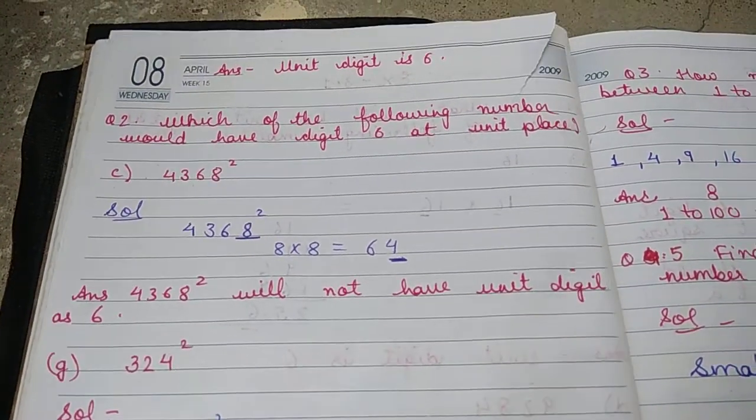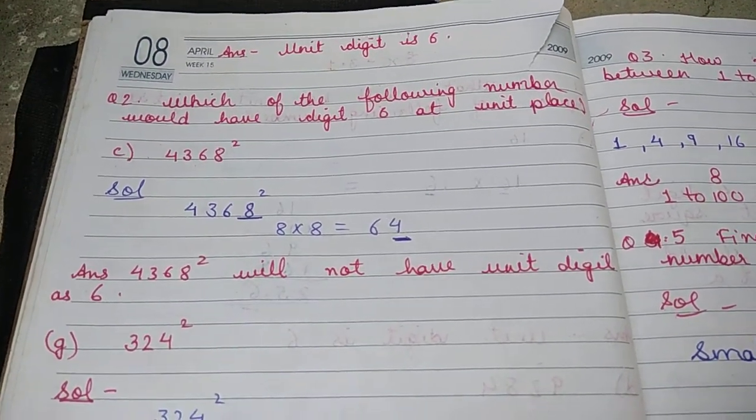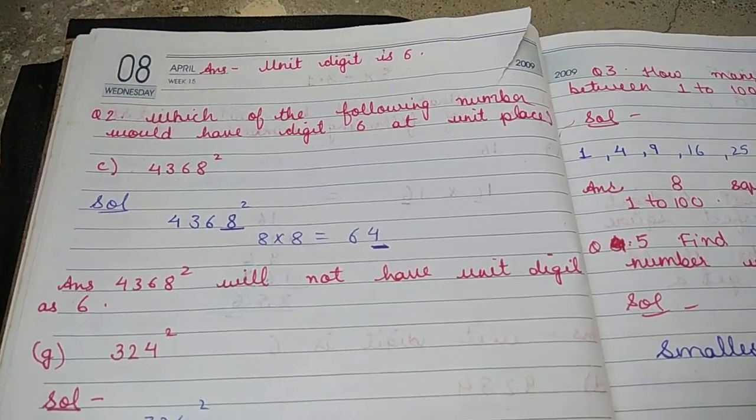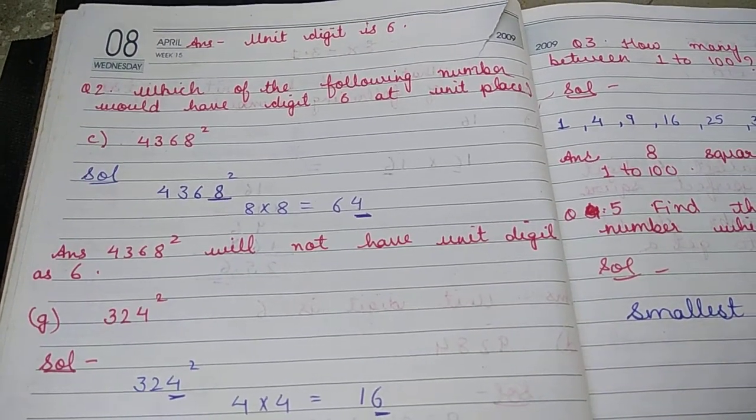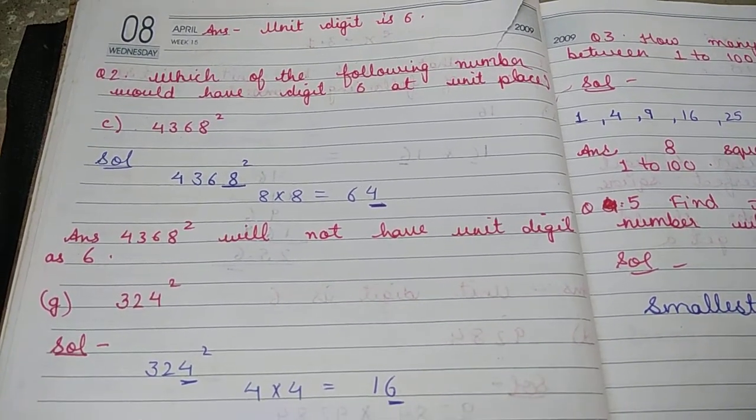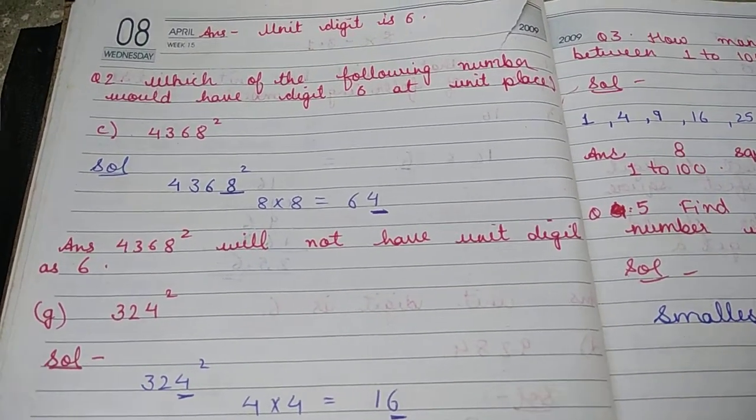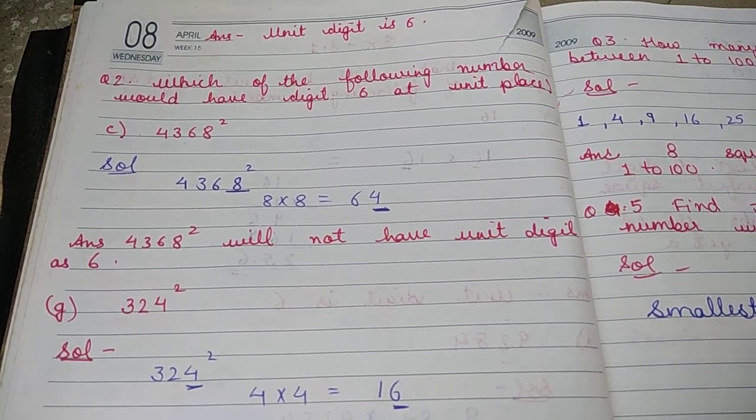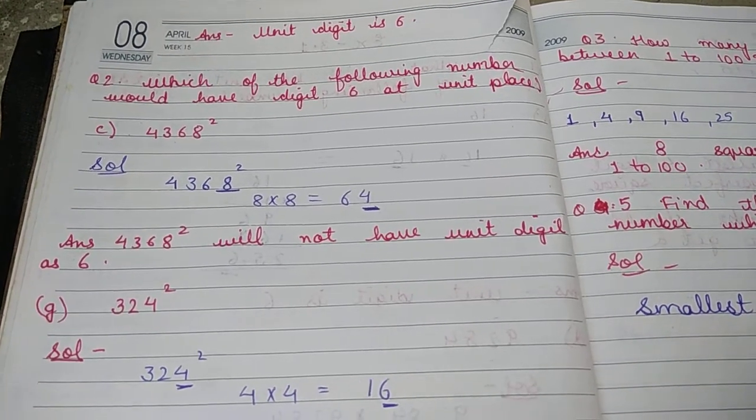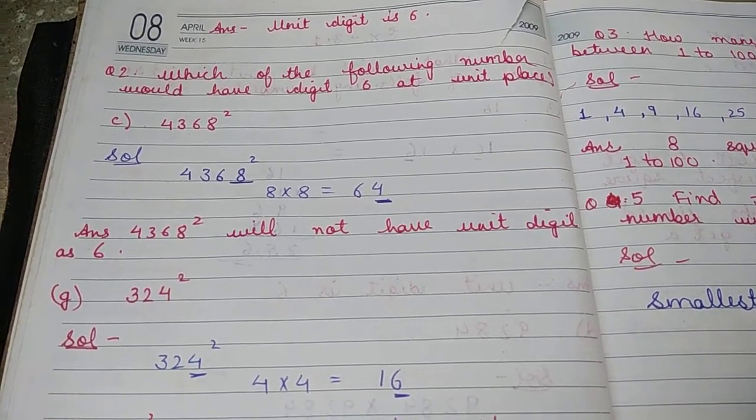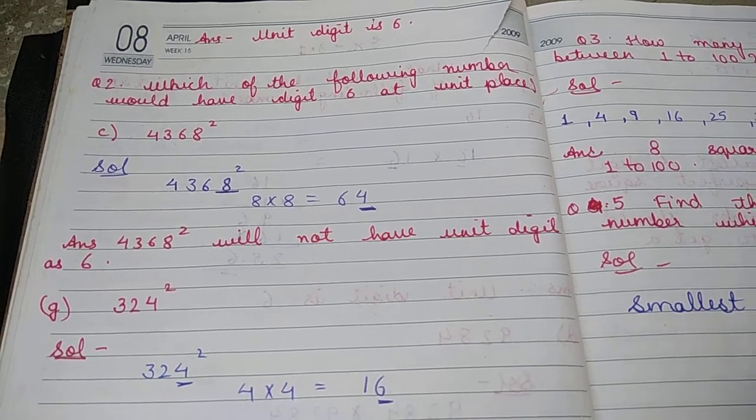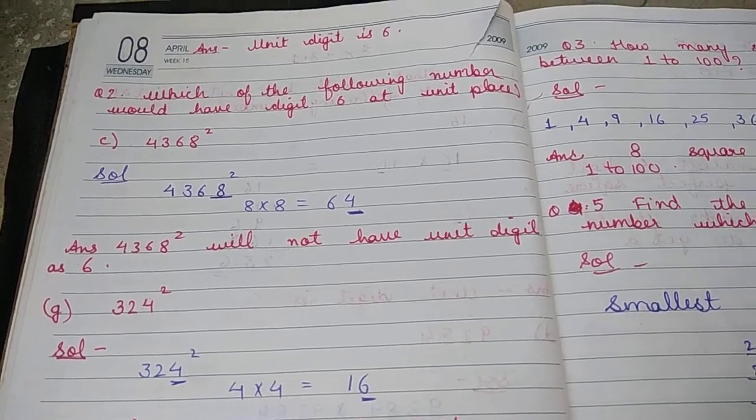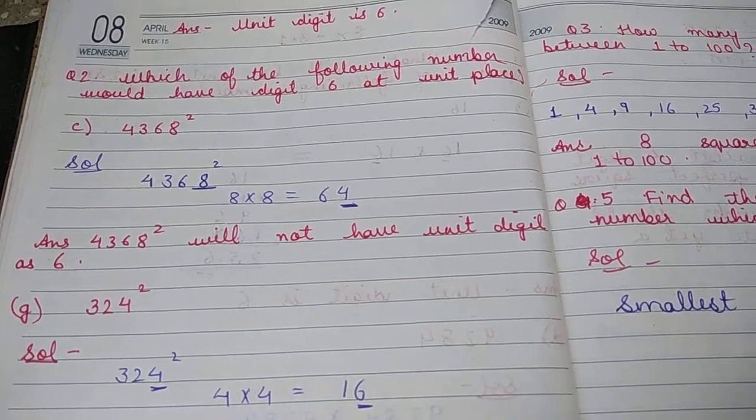Next question is, which of the following numbers would have digit 6 at its unit place? Okay, they want to ask which of the given numbers will have 6 in the unit digit. So as you have already done how to find the unit digit of the perfect square, we'll follow the same sequence. You can also do the proper multiplication, even if it is a 4-digit or 3-digit number, and find out the last digit. Or if you don't want to do that, you can just multiply the last digit and find out the unit digit in the product.